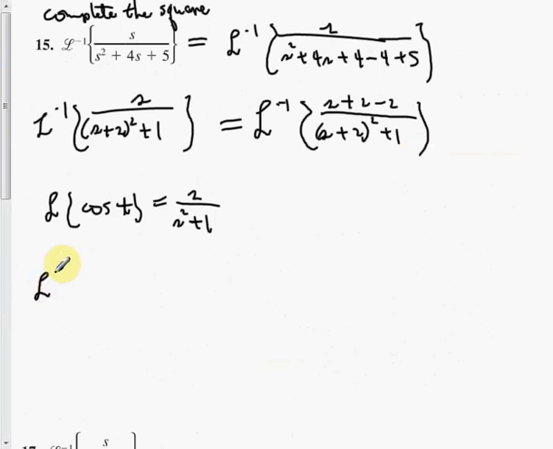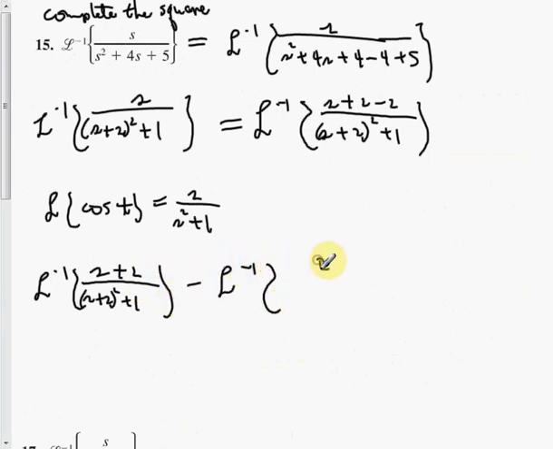So I come down here. This is the inverse transform of s plus 2 over s plus 2 squared plus 1, and then minus the inverse transform of 2 over s plus 2 squared plus 1.